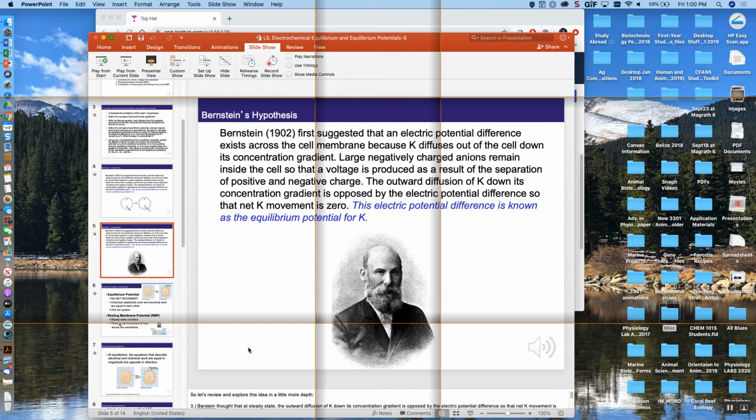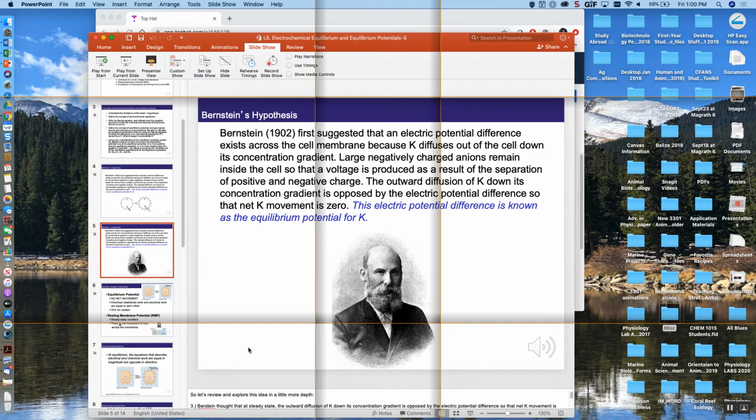Okay, so we talked about Bernstein's hypothesis. Remember, he's trying to figure out what the resting membrane potential is all about. And because the resting membrane potential was so close to the equilibrium potential for potassium, he thought his voltmeter was just not working properly, right? So he thought that only potassium was moving across the membrane and that the resting membrane potential equaled the equilibrium potential. That may not make a whole lot of sense, but it will on Monday.